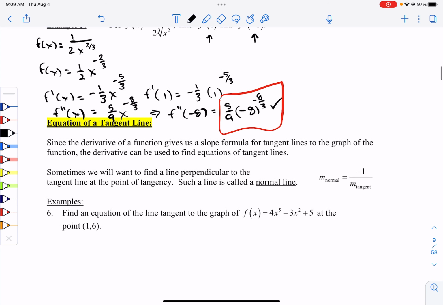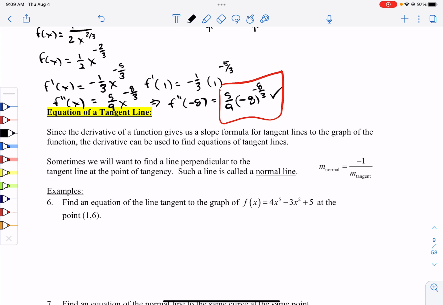All right, equation of a tangent line. Guys, this is going to come up a lot. We're going to start practicing this on lots of the homework because there are a lot of problems throughout the AP test that want you to get an equation of a tangent line. Since the derivative of a function gives us the slope formula, we can use that derivative to write an equation of a tangent line.